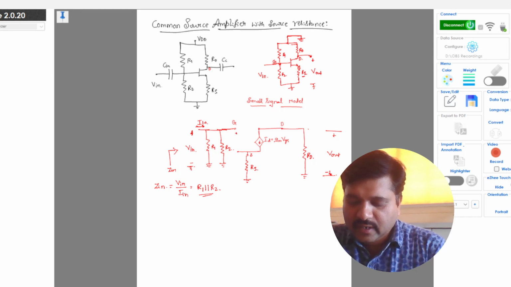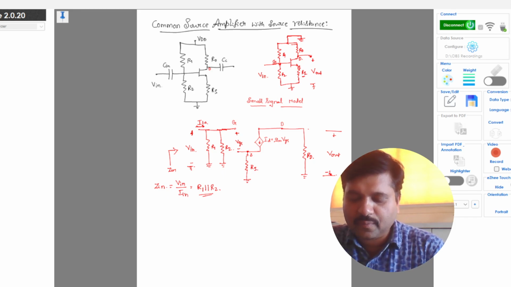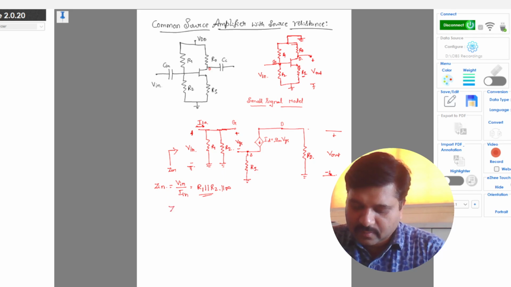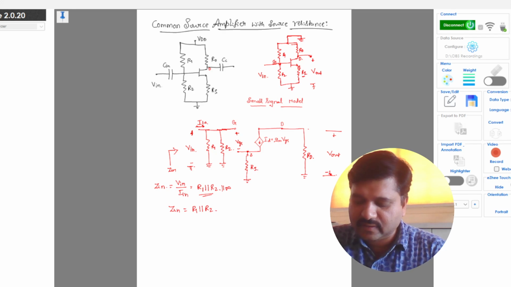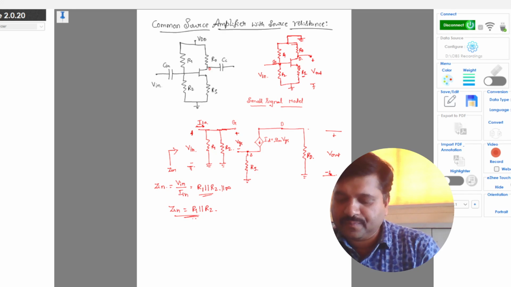So this is VGS from gate to source. This is the source terminal, and from here to here it is RS, whereas from here to here it is an open circuit, infinite plus RS. These two are in series. So R1 parallel with R2 parallel with infinite will be approximately equal to R1 parallel with R2. This is the final input impedance of the given circuit, right?